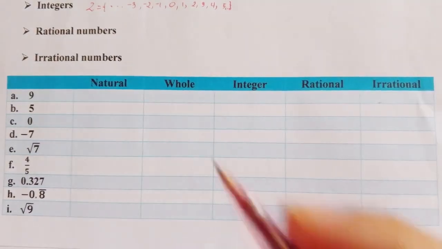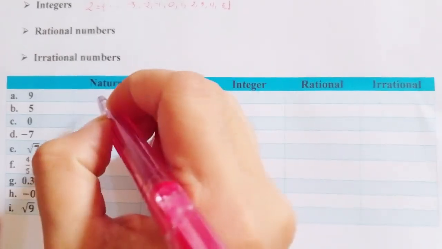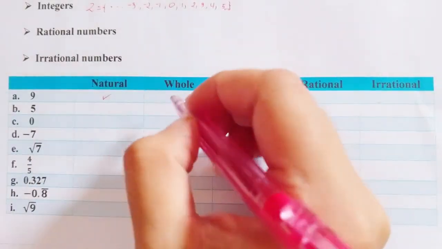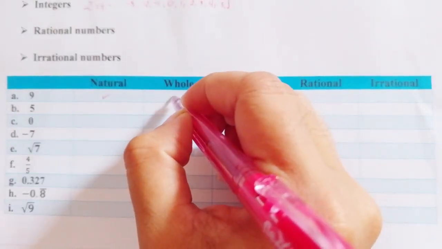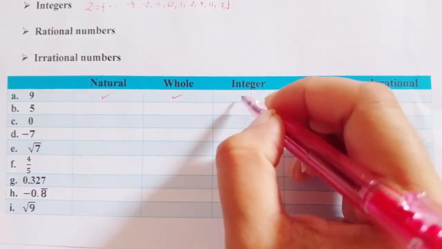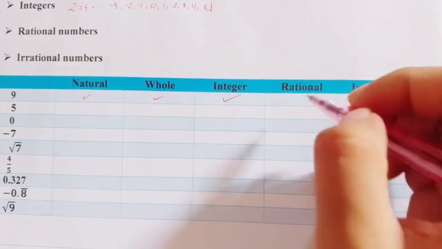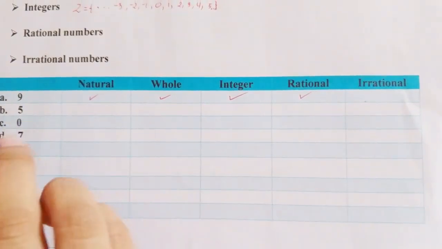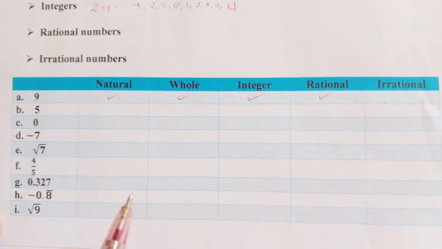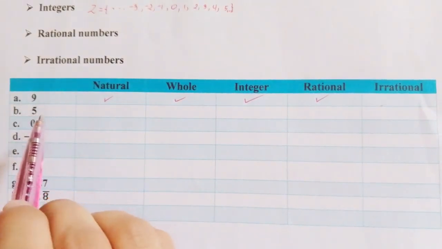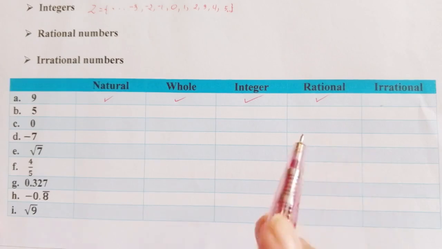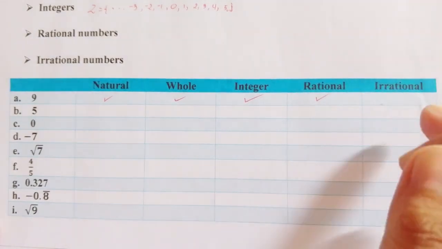Okay, let's see. We have here 9. Number 9 is a natural number. It is a whole number. It is an integer. And it is also a rational number because if we write the whole number 9 as a fraction, that will be 9 over 1. So that's why it also belongs to rational numbers. And it is not an irrational number.